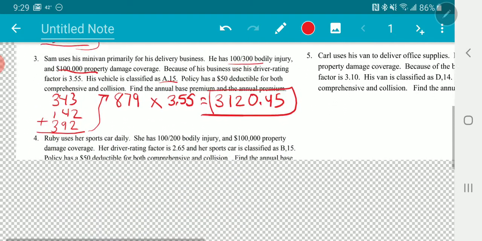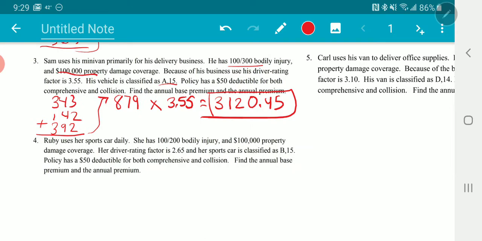Number 4 here. Okay, so starting out, let's see, what class am I in? I'm in B15. Have both deductibles, so B15 is going to be $325 for my first deductible, plus that $134 for my second deductible for the B15. And then I have 100/200 bodily injury for $100,000 property damage. That's going to cost $386. So when I add all that up, annual base premium is $845 times my driver rating factor of 2.65.